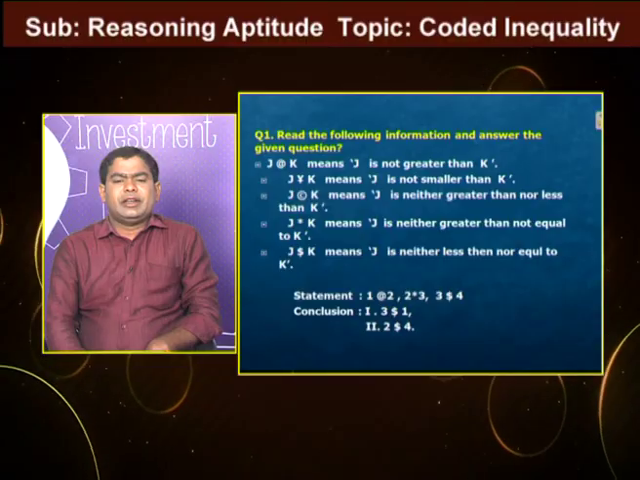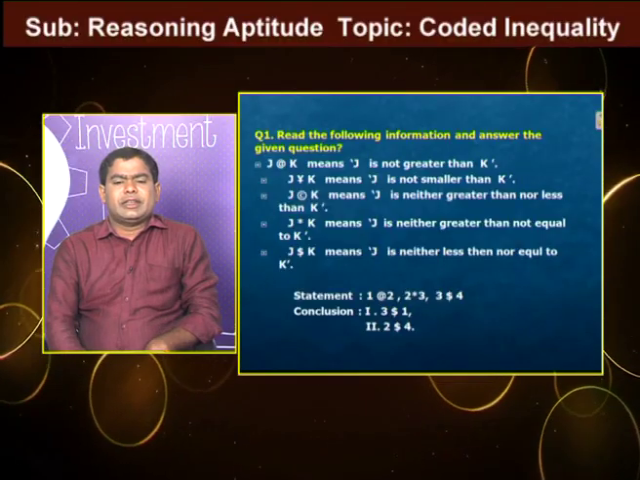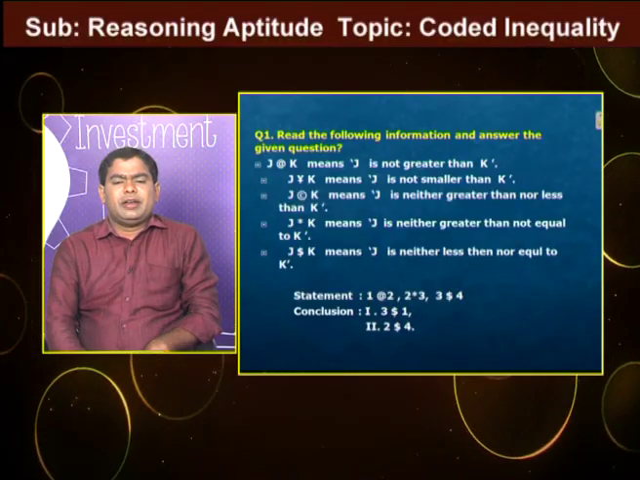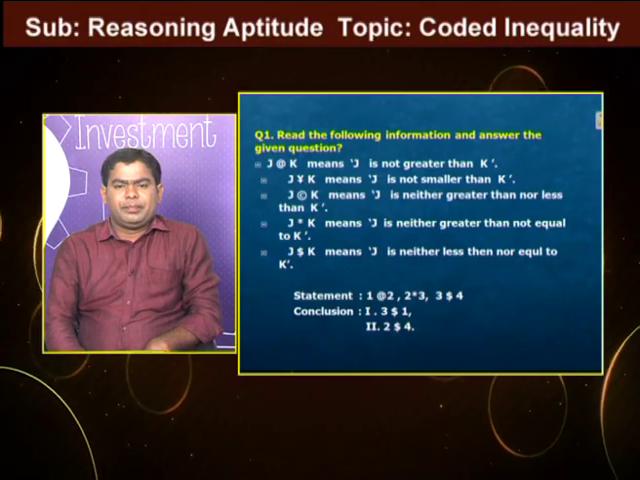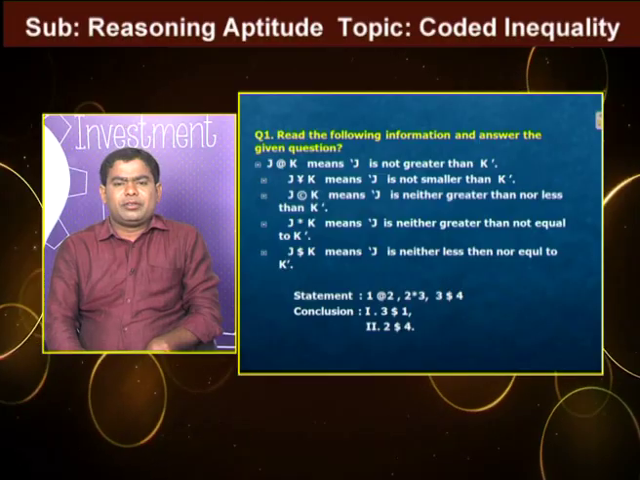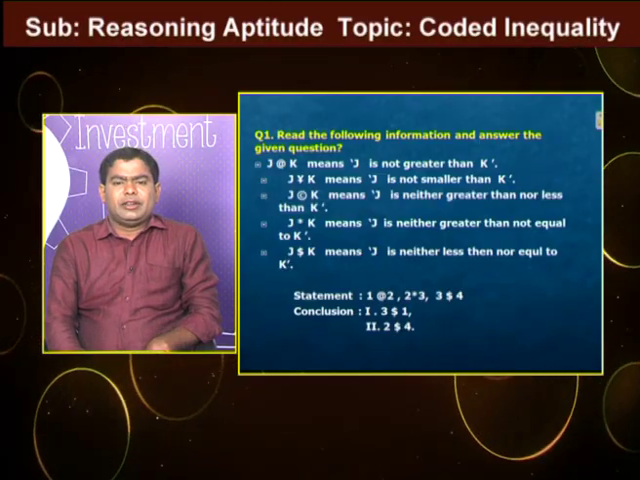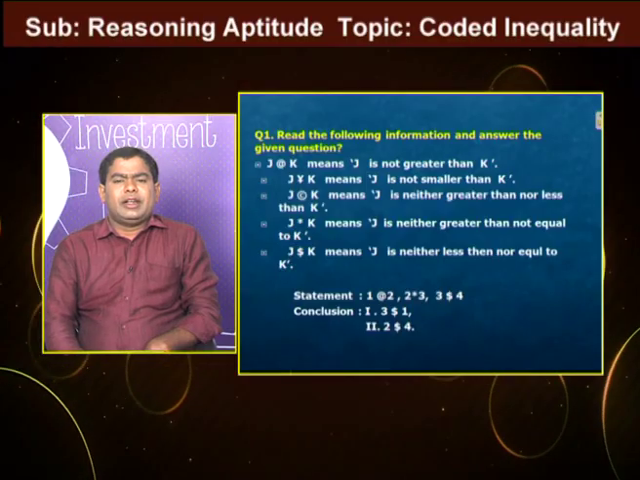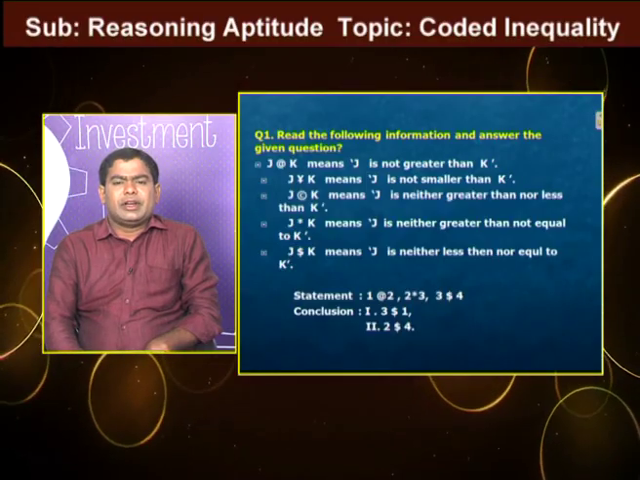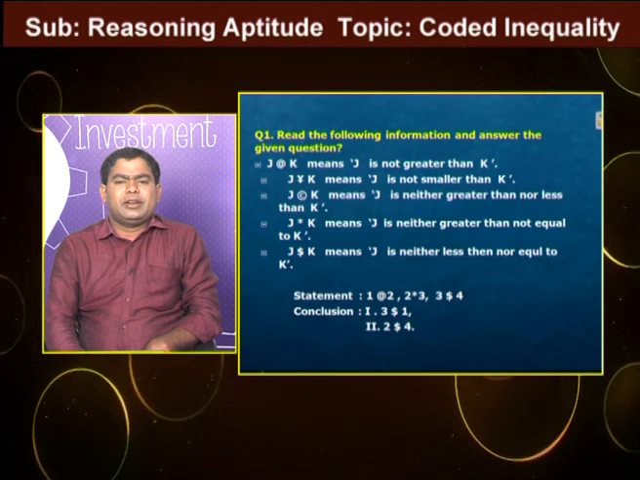That means here star is denoted less than. Next, j dollar k means j is neither greater than nor equal to k. Neither greater than nor equal to means here less than. Neither less than nor equal to k means greater than. That means dollar is denoted greater than.